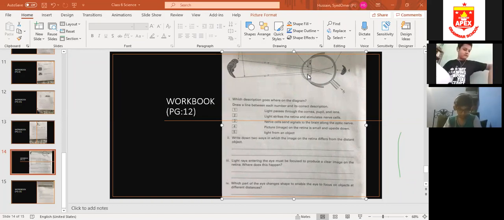Okay, which part of the eye? It's quite easy. Changes shape to enable the eye to focus on objects at different distances. Yes, which part? Yes, students, one moment, you can tell me. I haven't muted you. The lens. Yes, you can write down the answer, the lens. Okay, now hurry up, students.